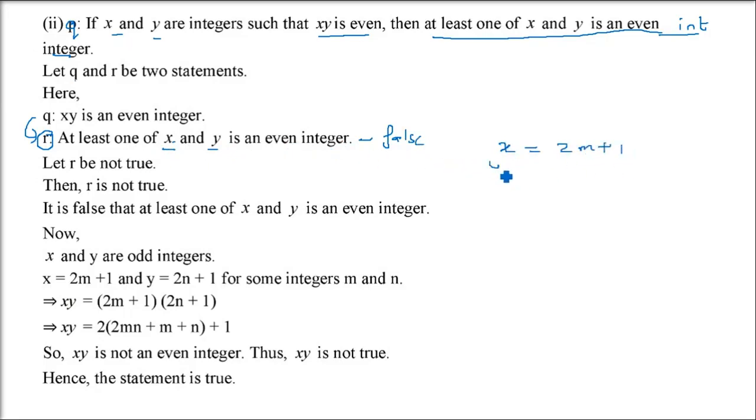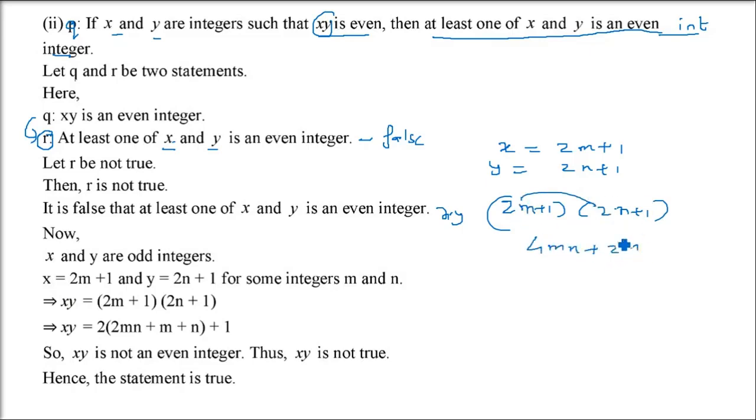So x is 2m plus 1, making it odd as in the earlier question. y we assume to be 2n plus 1. So let us see what x into y gives us. If x into y gives us the opposite, then the statement is true, otherwise false. So I am multiplying x and y: 2m plus 1 times 2n plus 1, which gives 4mn plus 2m plus 2n plus 1. Now you can take 2 common from the first three terms, so you get 2(2mn plus m plus n) plus 1. This is a constant, assume it to be k, so 2k plus 1.